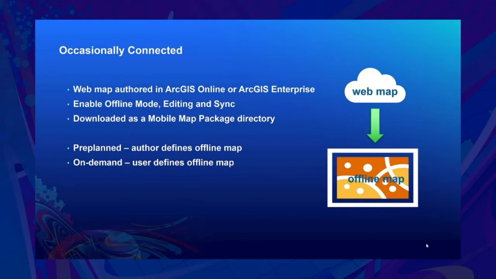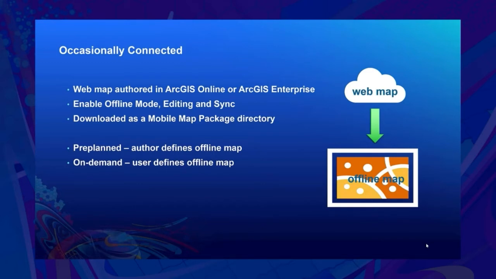The second approach is an on-demand option. And here, rather than the web map author defining up front what's going to be taken offline, it's up to the end user to specify their own area of interest and any other settings they want before they take that map offline. So two workflows that both essentially take a web map offline, but have quite a different set of inputs. They have different implications for the workflow.